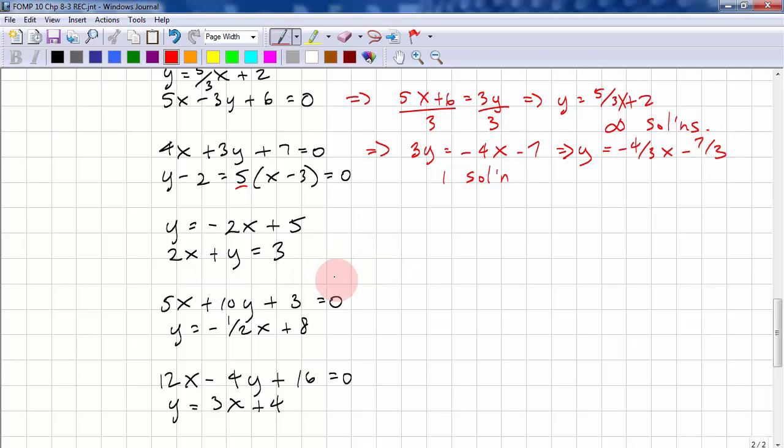Okay, next, we can move everything to this side and avoid dividing. So 2x plus y minus 5 equals 0. These have the same slopes, but different intercepts. So this is 0 solutions.